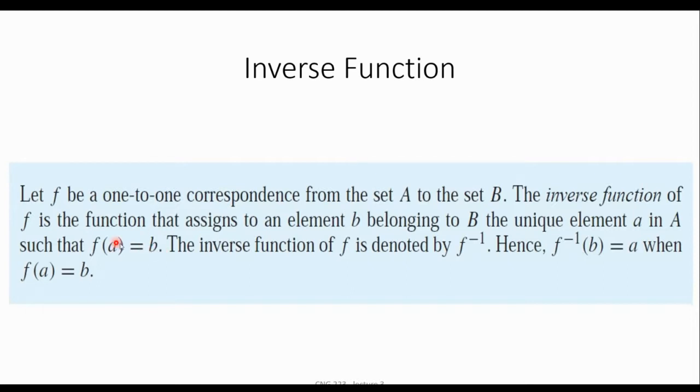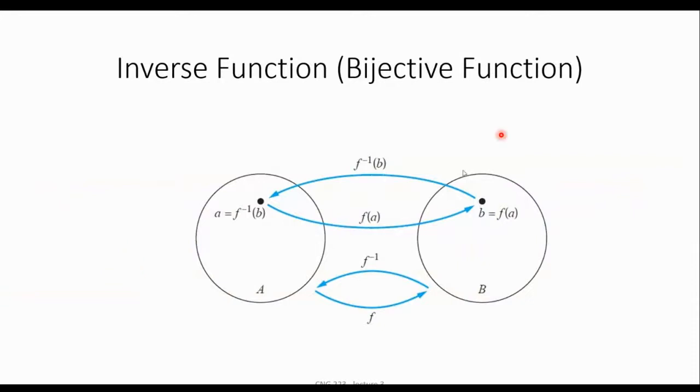And if you want to reach A from B, what should we do? We can define a function to do that for us. But not all functions can do that. Which functions can do that? Those that are one-to-one and onto at the same time. Otherwise, it's not possible.